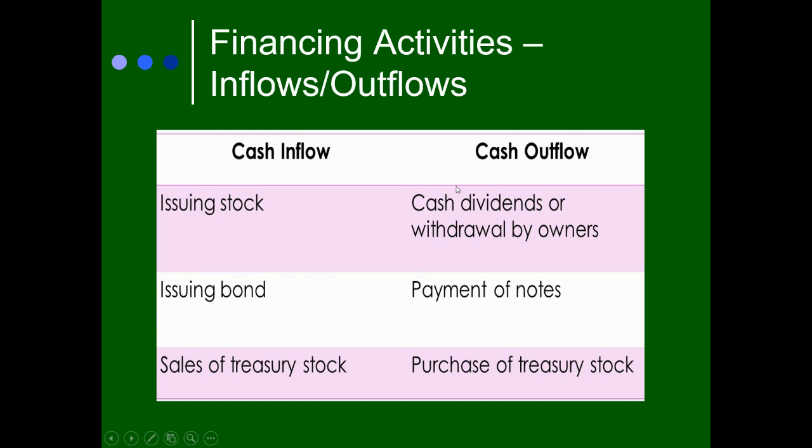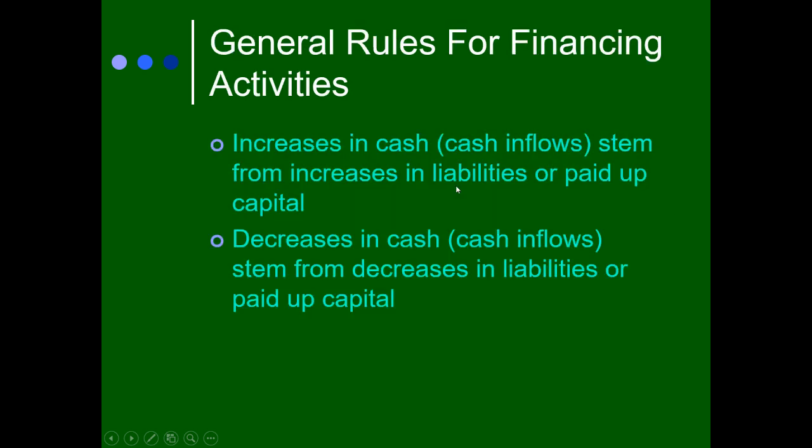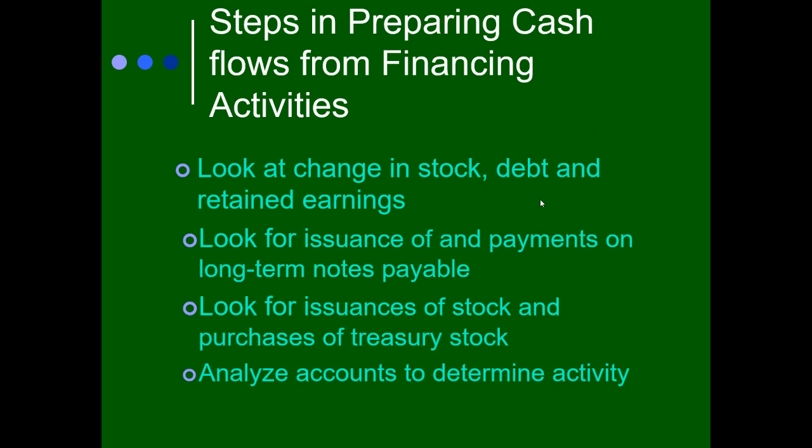The general rule for financing activities is that increases in cash stem from increases in liabilities or paid up capital, and decreases in cash, or cash outflows, stem from decreases in liabilities or paid up capital. So when you want to prepare the financing activities, look at what is related to equity and to debts: changes in stock, debt, and also retained earnings.